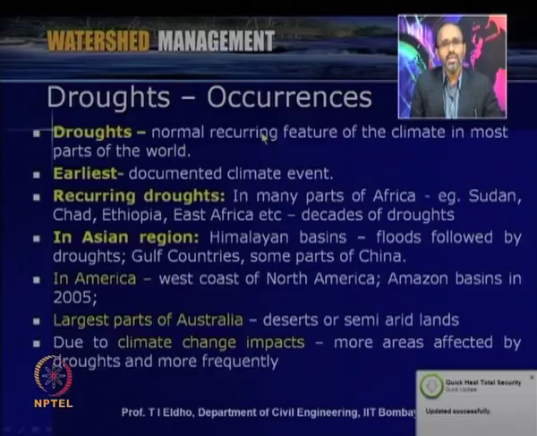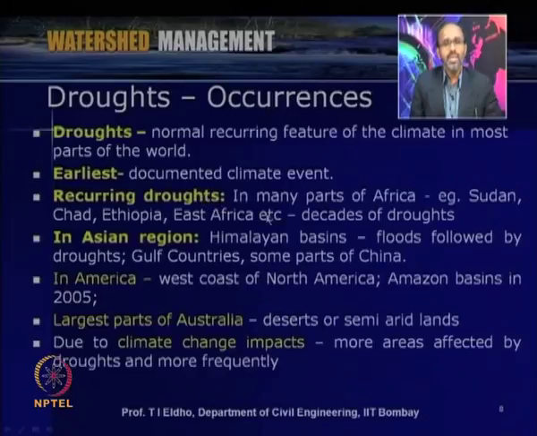It is normally a recurring feature. And drought is actually one of the earliest documented climate events. You can see that droughts have been mentioned in many epic texts, the Bible, the Hindu texts and others. And the recurrent droughts, as I mentioned, we can see in many parts of Africa, in countries like Sudan, Chad, Ethiopia, East Africa, etc.